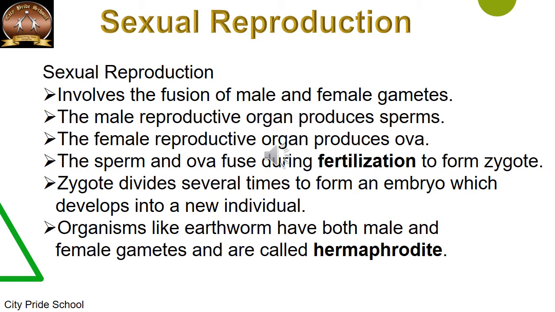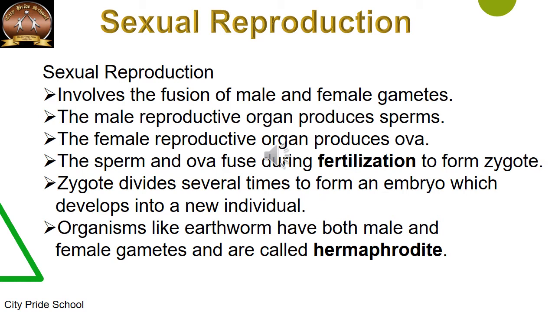It involves the fusion of male and female gametes. The male reproductive organ produces the sperms, whereas the female reproductive organs produce the ova, and then the sperm and the ova fuse together during fertilization to form a zygote. Now, this zygote further divides several times and forms an embryo which develops into the new individual. So, that's the basic process.